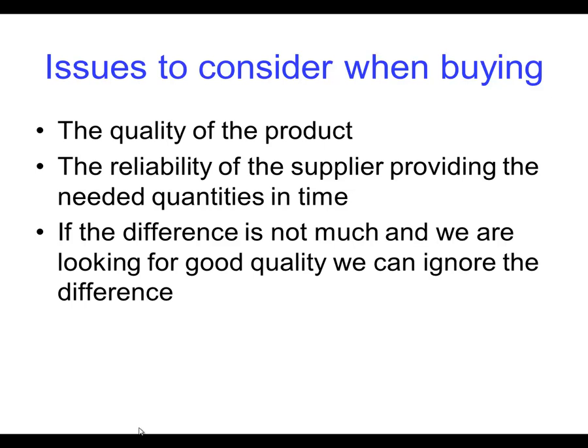When buying the units from a supplier, the quality of the product and that it complies with the specification have to be considered. You have to make sure that it complies to your specification, up to your standards, and with the good quality that you need. In addition, the reliability of that supplier to produce enough units and deliver them in time has to be considered. If the difference between buying and making is not that much and will guarantee a good quality unit, the difference could be ignored and items could be purchased.